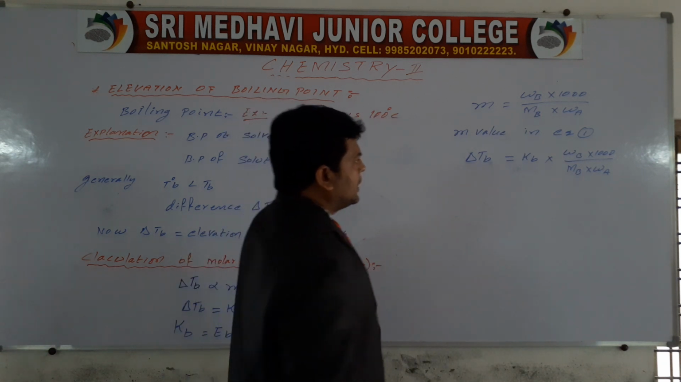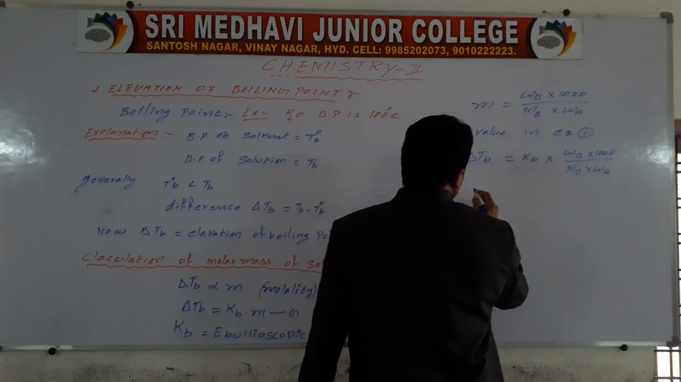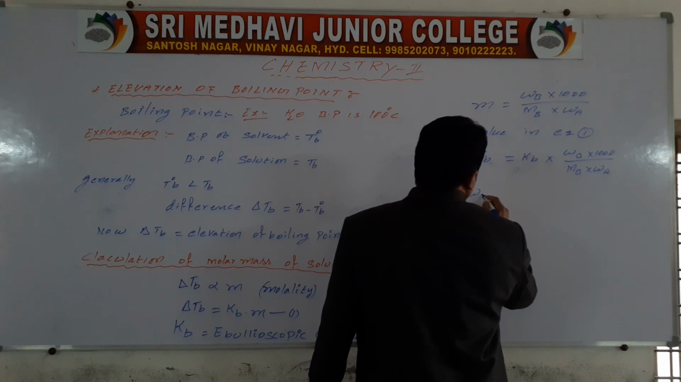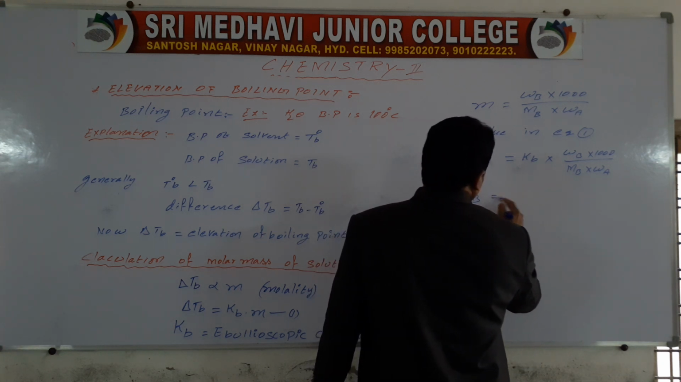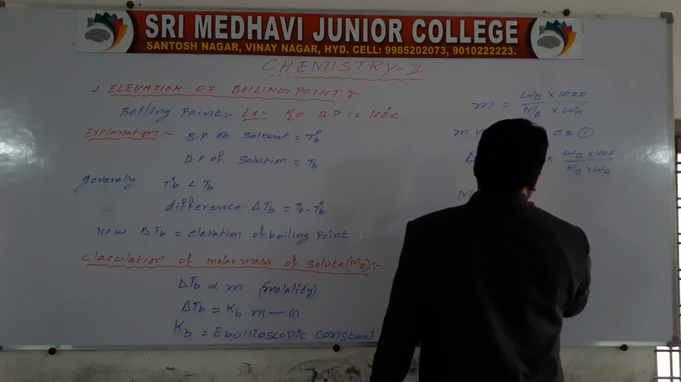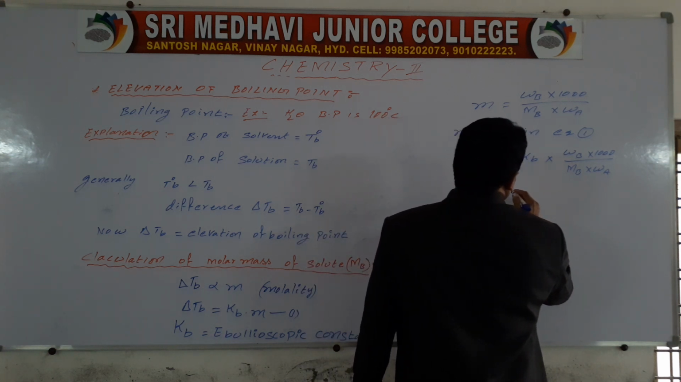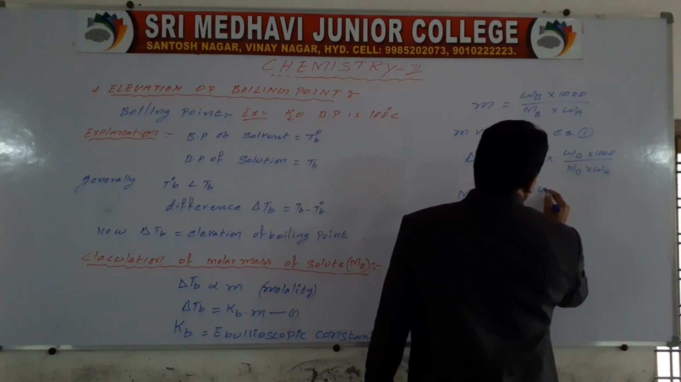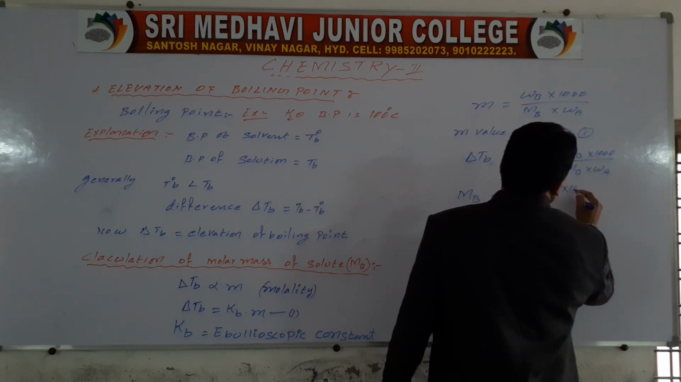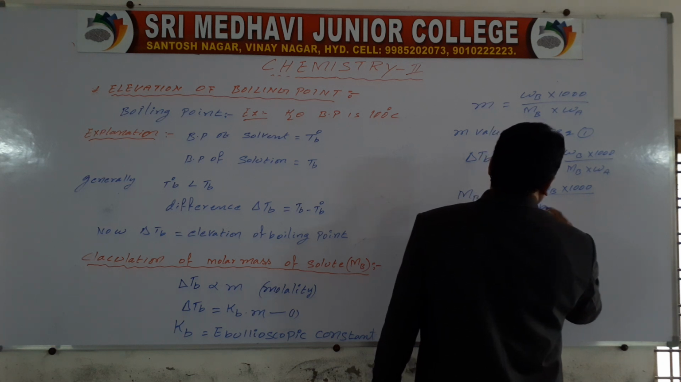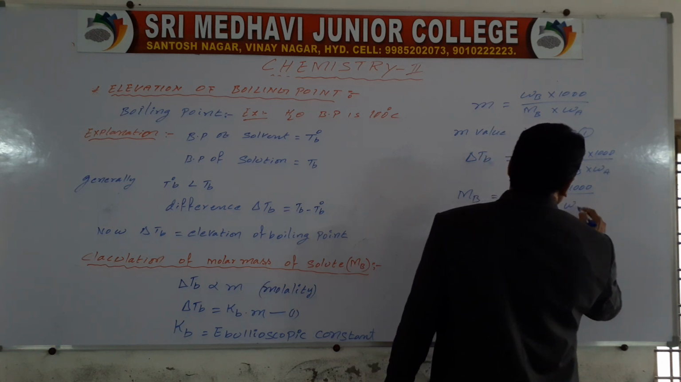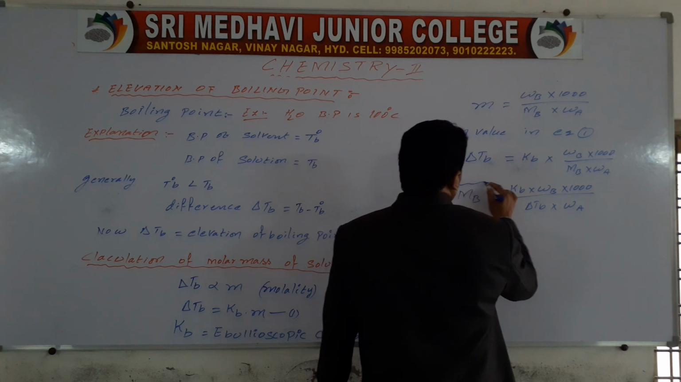Then we want MB. MB is equal to KB into WB into 1000 by delta TB into WA.